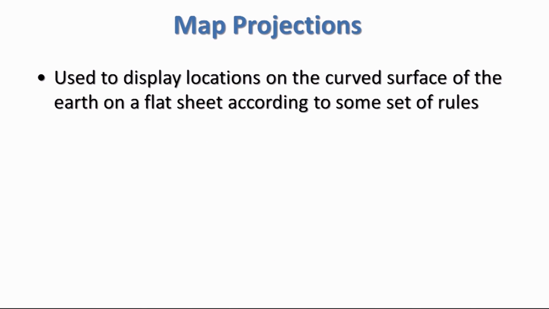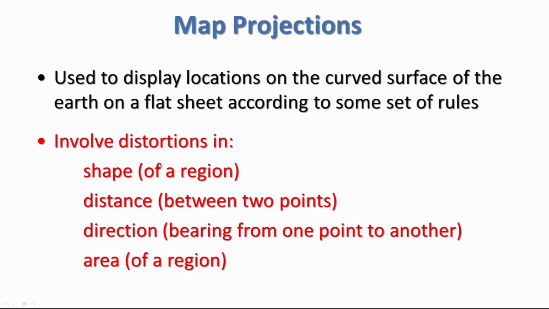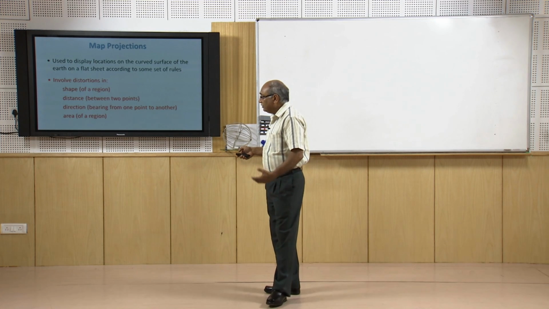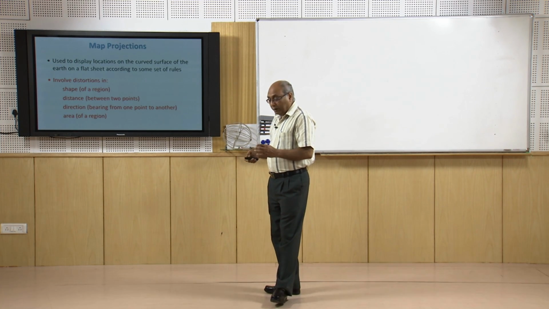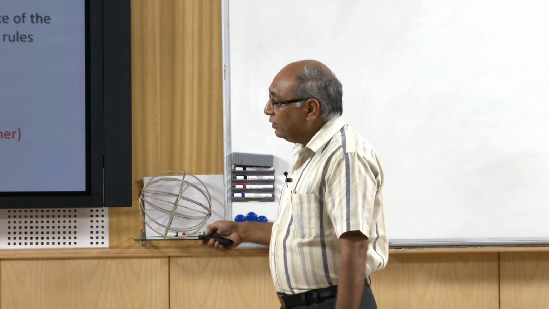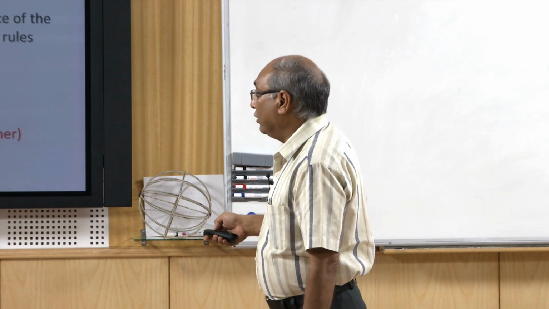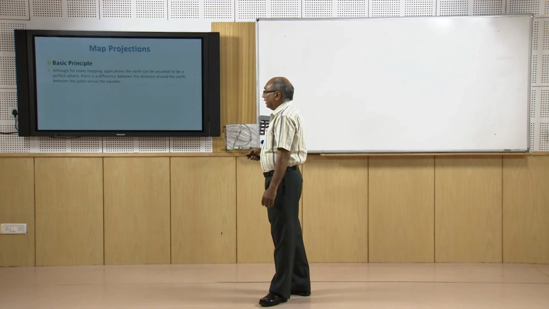Now, as mentioned earlier, projections are used to display locations on the curved surface of the earth on a flat sheet according to some set of rules, and these rules concern the shape of a region, because we want to keep intact the shape of the country or continent. Then the distance between 2 points, and the directions or bearing from one point to another, should not change either. If shape has not changed, hopefully the size of the area of the region, continent or country will also not change. So, these are the things involved, but when we change from one projection to another, a lot of changes might occur in these 4 criteria or rules. So, basic principles are there.